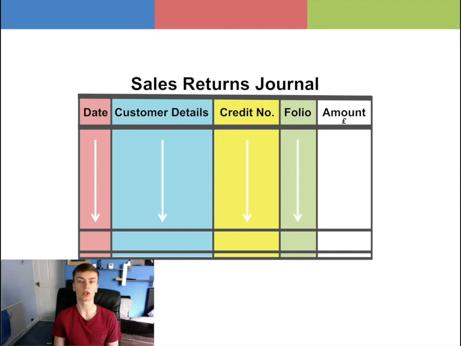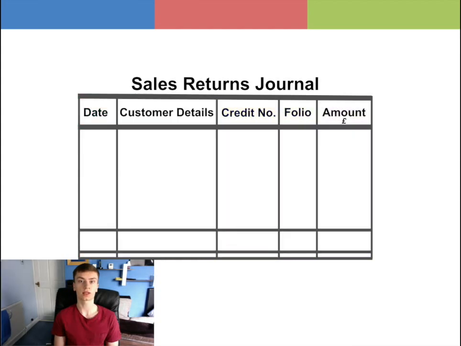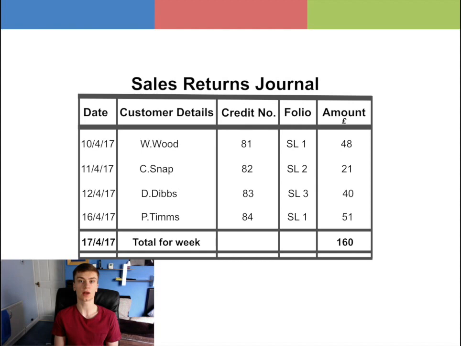For example, the general ledger will be GL, the sales ledger will be SL, and the purchase ledger will be PL. The final column is the amount of the transaction. Let's add information of weekly sales returns.